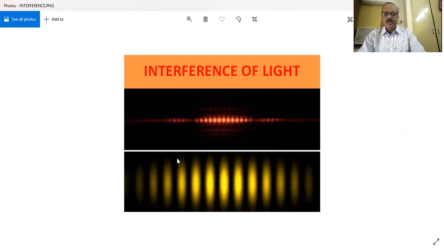Here there are two interference patterns. The first one is in red monochromatic light, of red color, and the second is the yellow color. This type of interference pattern we obtain when two lights superimpose and constructive or destructive interference takes place. This place is known as the constructive place, and this neighboring place is the destructive place. So this phenomenon is known as the interference of light.